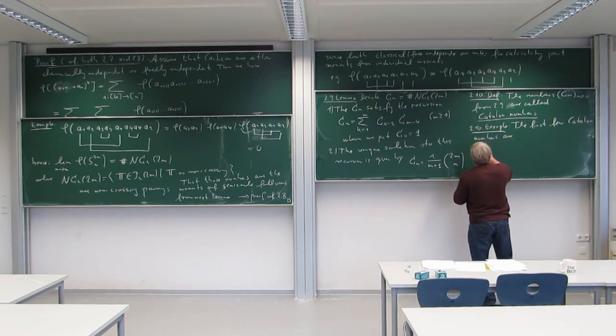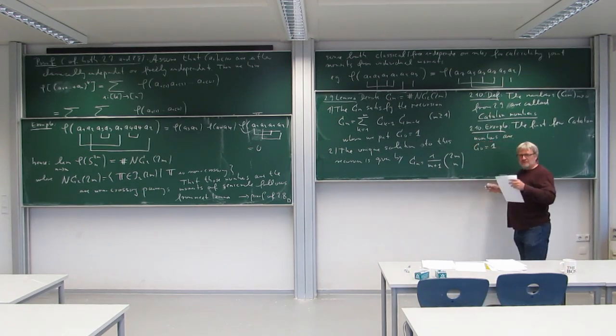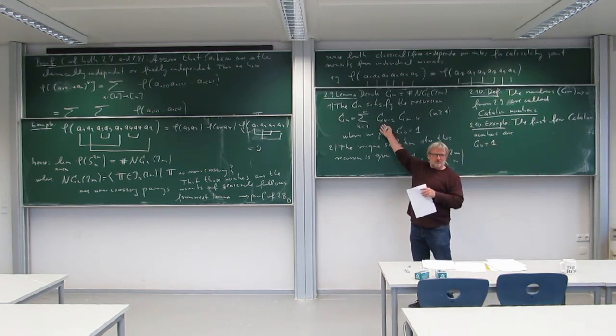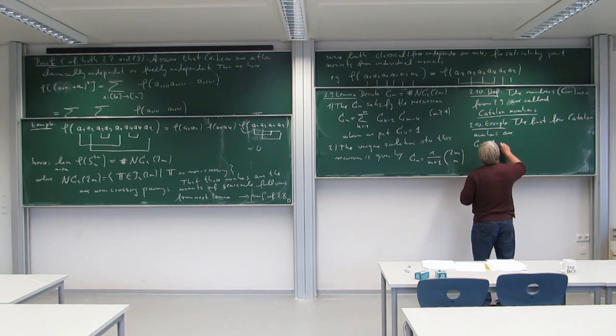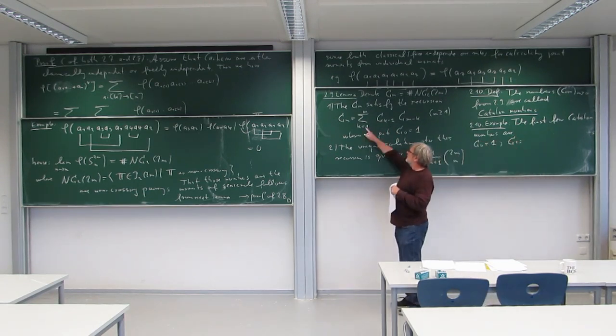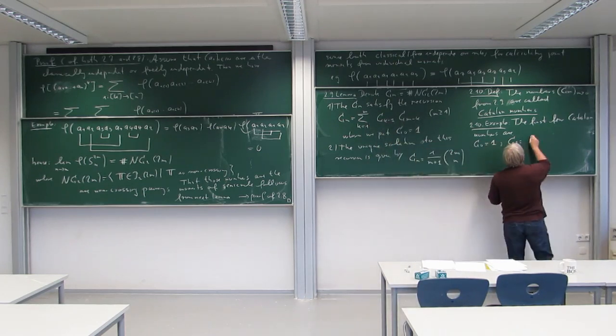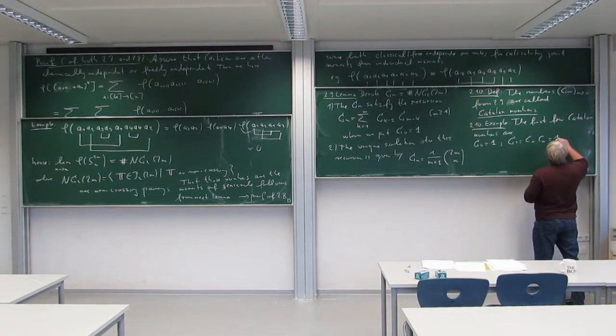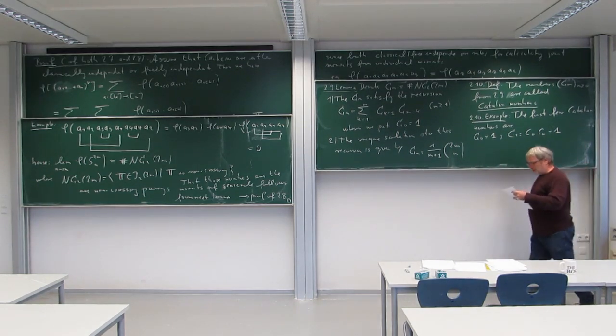Okay, first one, C0, this is 1 by definition. And the other ones, we should be able to calculate out of this recursion. So, what is C1? If m is equal to 1, then we have just one term, and this is C0 times C0, this is 1 times 1, which is 1. So C1 is also 1.